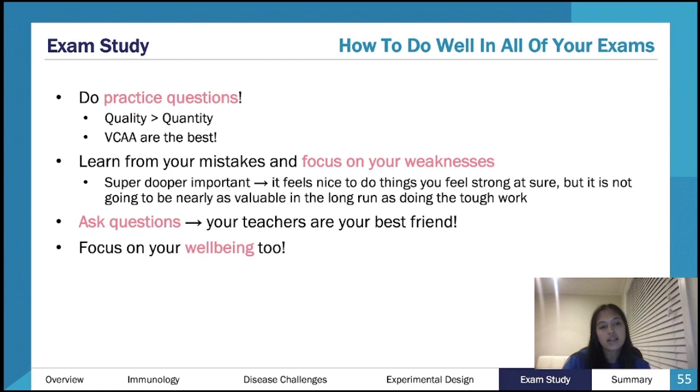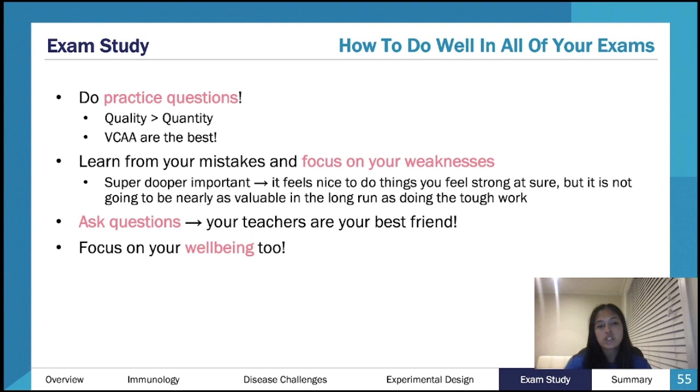Asking questions. So obviously your teachers, your friends, your tutors, you know, on the internet, you can find resources for bio everywhere, because everybody studies bio, as in it's done in uni, it's done in every school overseas, that idea of bio being a very, very popular subject. So there's no shortage of resources. So please use them to your advantage.